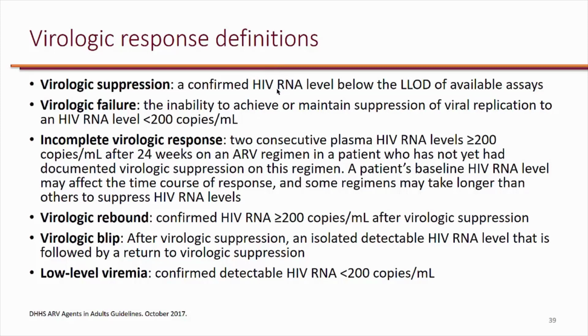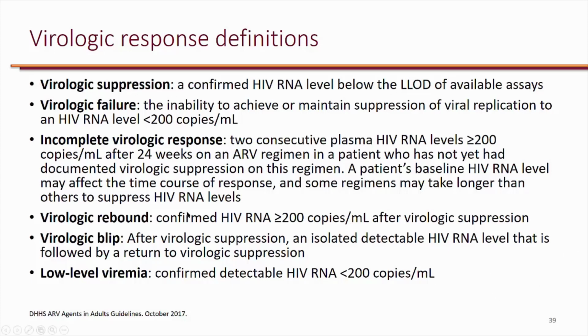With the latest assays that we have, the lowest number I've seen is 20. So it depends on the assay you're using. So let's say the level is 10, and the assay cannot detect anything less than 20, we'll say undetectable. And if it's undetectable, we basically call it virologic suppression.